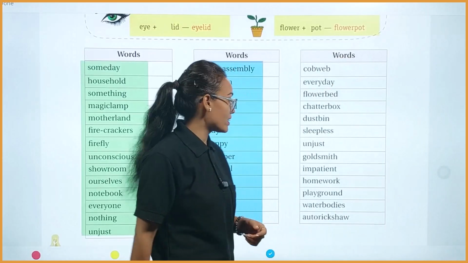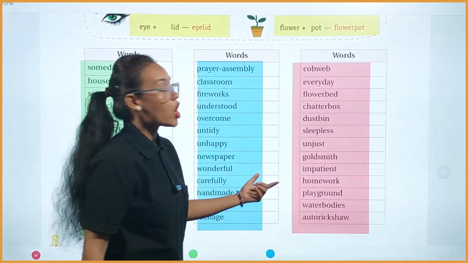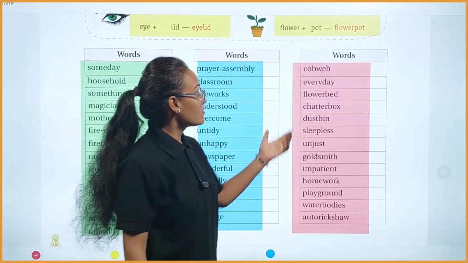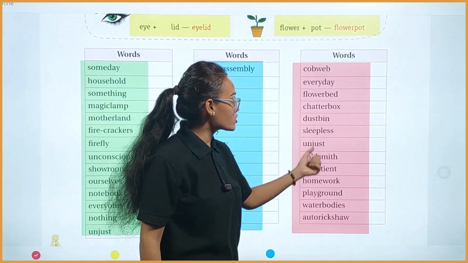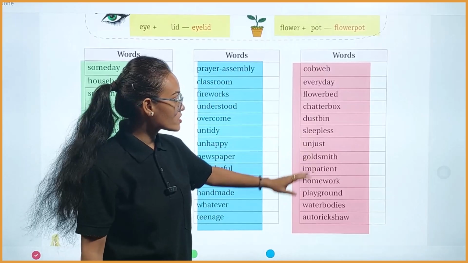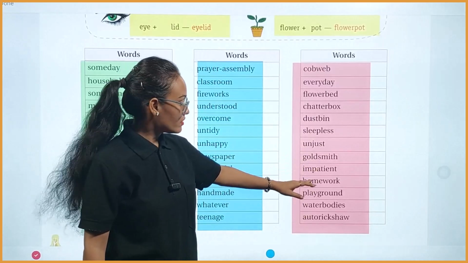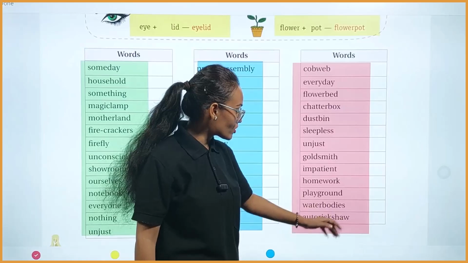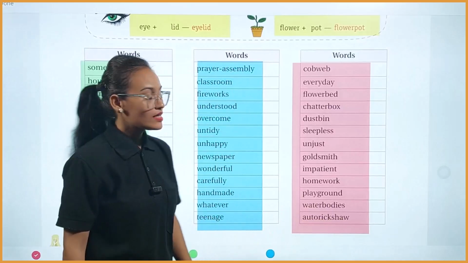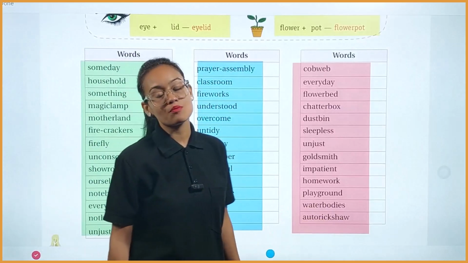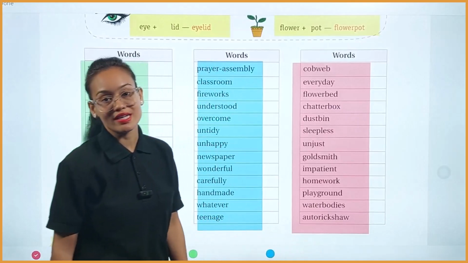Now the next ones: cobweb, everyday, flower bed, chatterbox, dustbin, sleepless, unjust, goldsmith, impatient. Then homework, playground, water bodies, and auto rickshaw. These are all common compound words which we use on our daily basis.